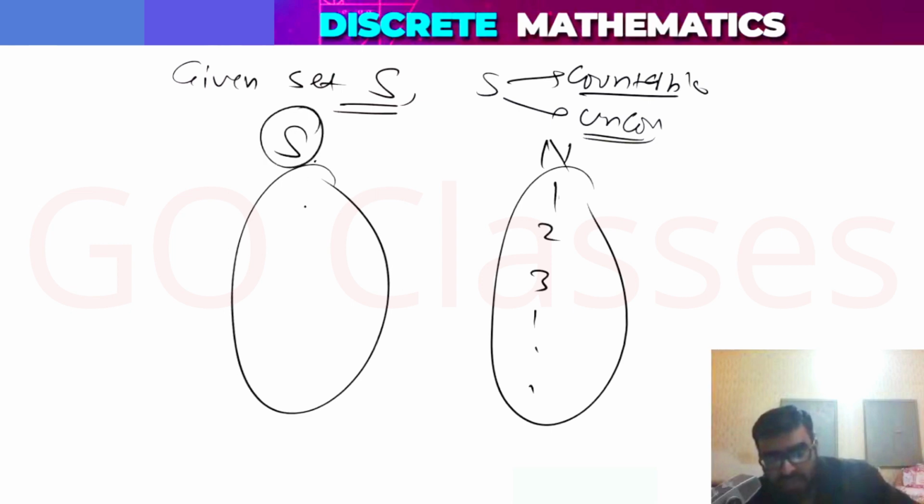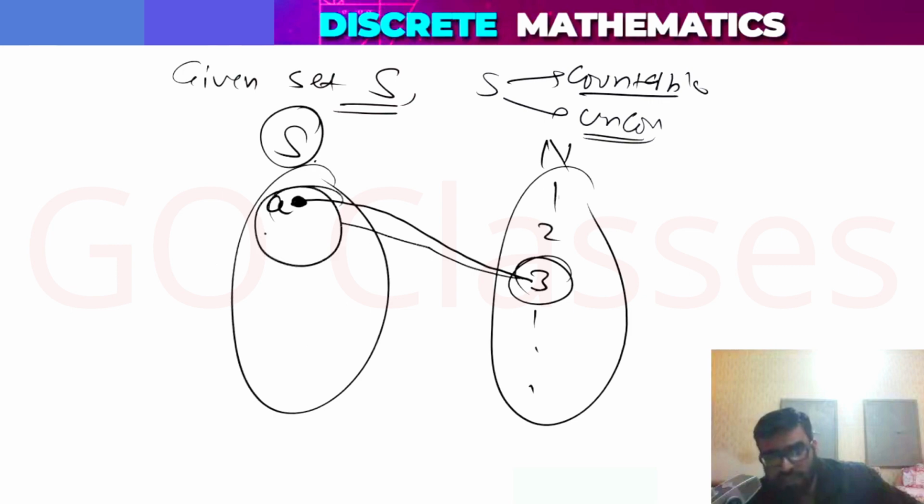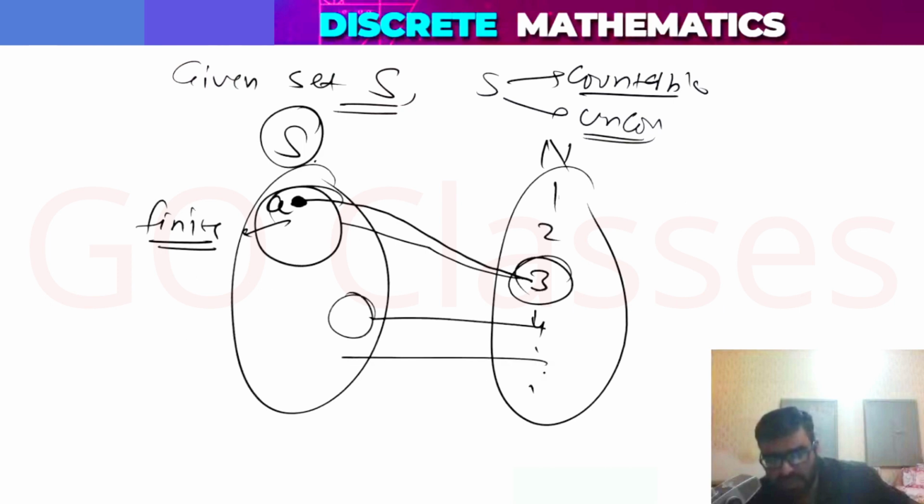For every element of S, you should have a unique number here. For example, maybe for A you have 3. So for every element of S, you must have a unique number in the set of natural numbers. And remember, for every natural number, you must have a finite number of elements, not a unique element. Finite number of elements. If you can do it like this, then we say that S is countable.